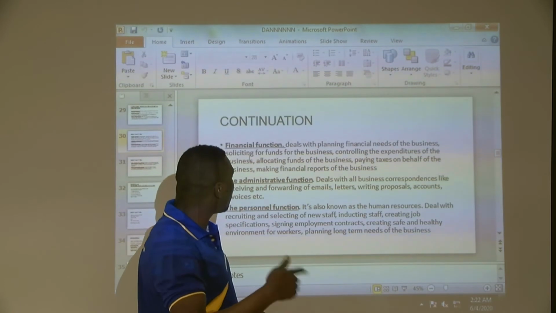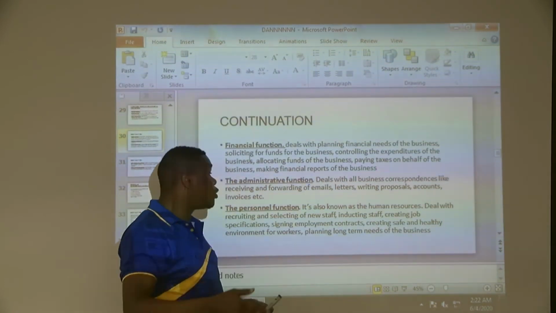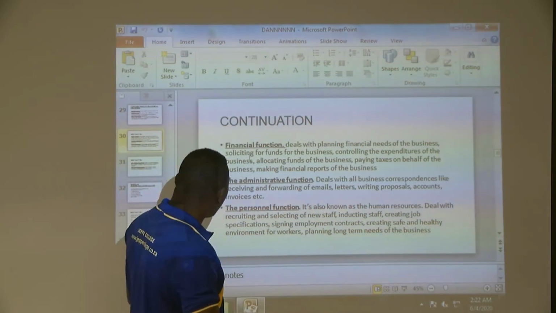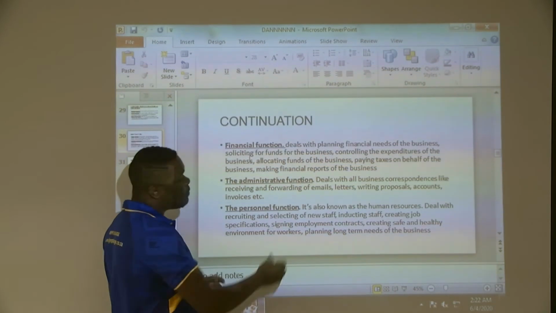So basically, the administrative function is to make sure that the activities running through the company are in such a way that they can be controlled or managed. Now, lastly, we are looking at what we call the personnel function.